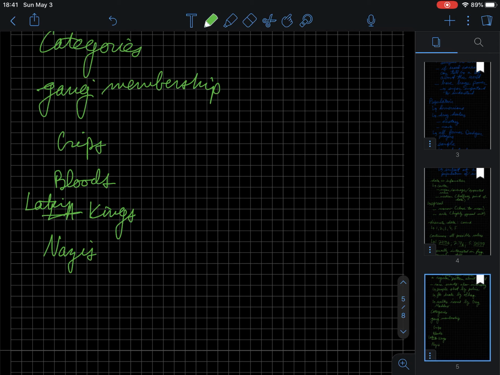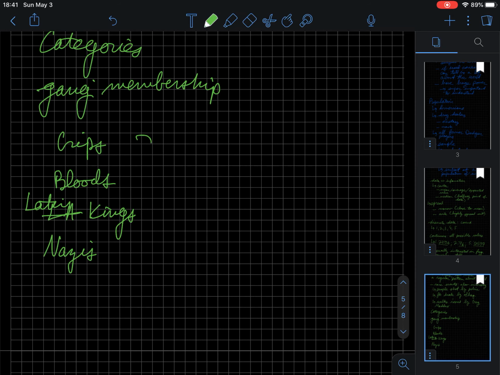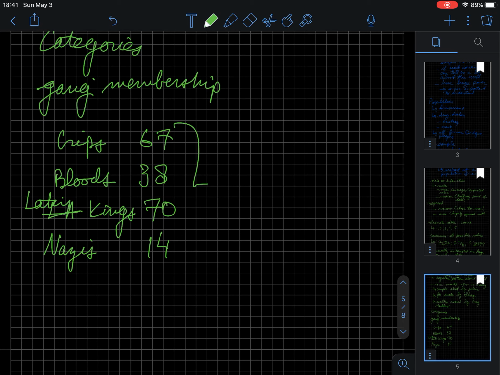And so these are people like in prison, right? Each of these is a different category. We wouldn't want to say there are 2.7 people in Crips, because that doesn't make any sense. But we would get into a count of what's happening. So let's say there are 67 Crips, and then 38 Bloods, and maybe 70 Latin Kings, and then 14 Nazis or something like that, right? So what we did up here forms a summary.